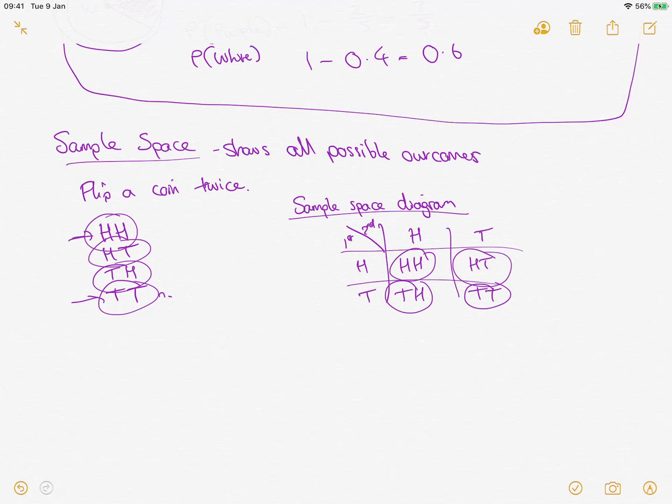Let's use that example of a win, draw, and a loss from before. So let's say a team plays 2 games, and let's say it lists all possible outcomes.